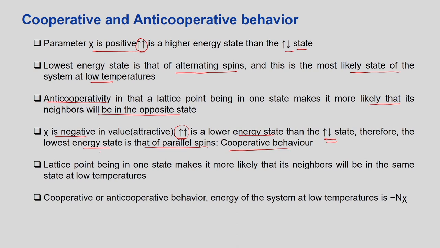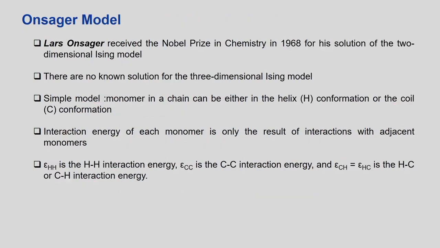So this is called cooperativity: a lattice point being in one state makes it more likely that its neighbor will be in the same state at low temperature. But whether it is cooperative or anti-cooperative behavior, the energy of the system at low temperature will always be minus N times this, which we saw from the previous slide. This you have to remember.